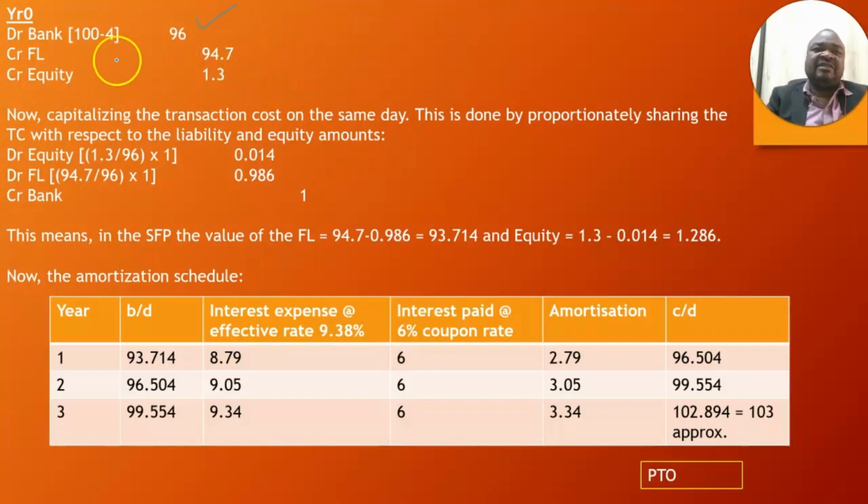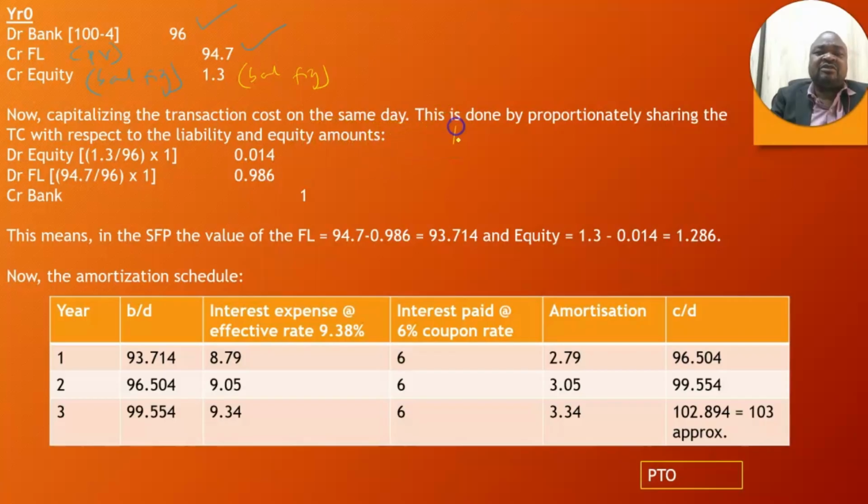So for the liability, we're going to use the present value of the instrument, which was this one, and then this one becomes the balancing figure. The other amount becomes the balancing figure. Now, capitalizing the transaction cost on the same day is done by proportionately sharing the transaction cost with respect to the liability and equity amounts.